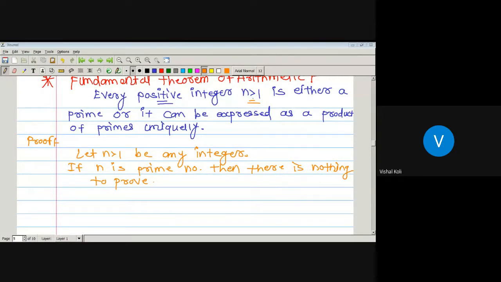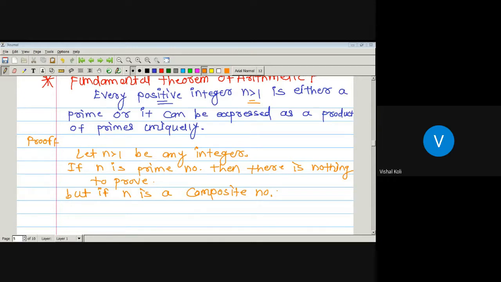If n itself is a prime, then the process will stop at test 2 only, since at that step our result will be true. So whenever n is a prime, there is nothing to prove. But suppose n is a composite number. As it is a composite number, it must have a divisor other than 1 and n.